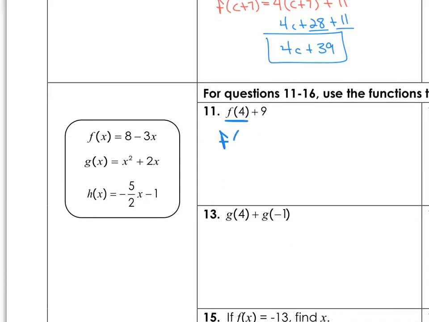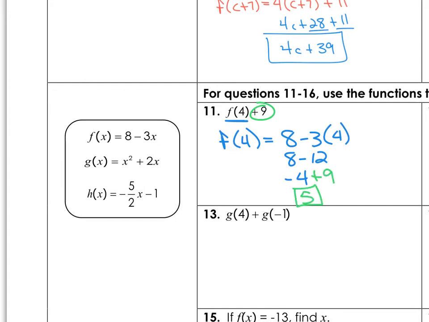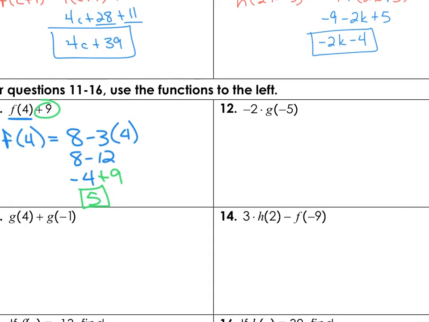So f of 4 is basically 8 minus 3 times 4. We're going to do that first. Okay, so that would be 8 minus 12, and that's a negative 4. And then, don't forget, you've got to add that 9. So we're going to add 9 to the tail end of it, and you get a positive 5. So you do the function first, and then whatever it tells you to do outside of that function, in this case plus 9, you add to whatever you got on the inside.